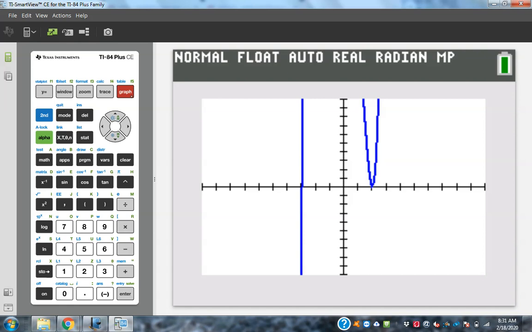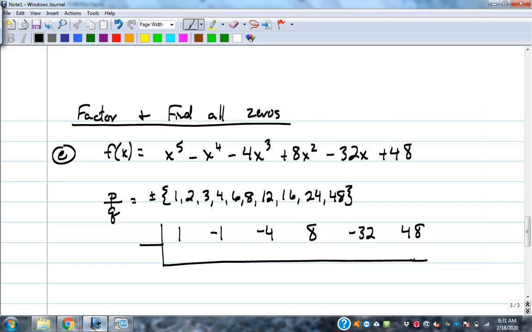Okay. So I'm going to run synthetic division with one of those and see what happens. I'm going to do the positive 2 because it's easier to do synthetic with a positive number than a negative number, right? So if I'm going to verify that, just trace positive 2, hit enter. I get the y value of 0. So I know that that is a zero of this polynomial. So I'm going to put a 2 on the shelf and run it through with synthetic division.